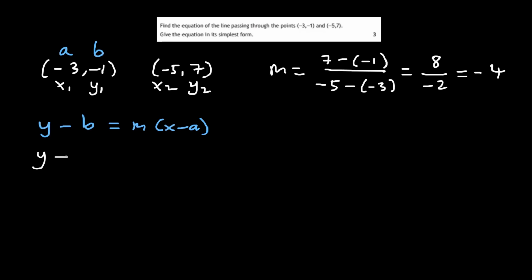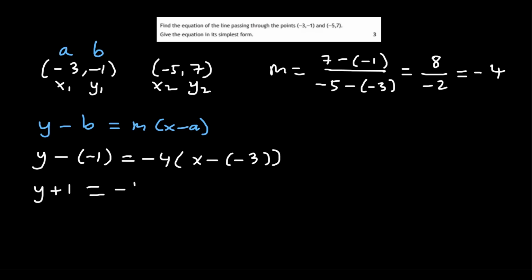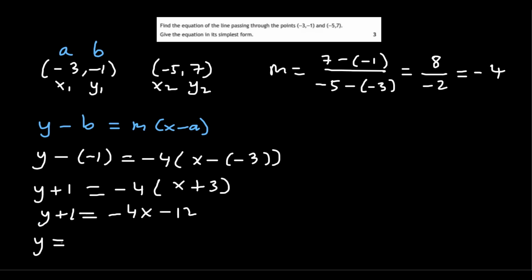So we just plug everything into the formula for a straight line. So that would give y minus b, so this is b, equals the gradient, so -4, times (x minus a). So this is the a value. So that becomes y plus 1 equals -4 times (x plus 3), and that becomes -4x minus 12. And then finally we get y equals -4x minus 13. And that's the equation of the straight line.